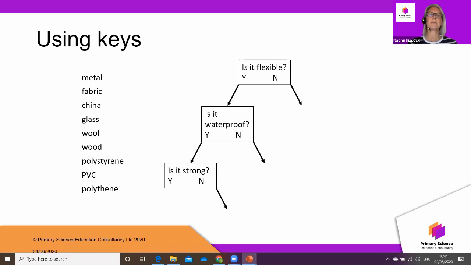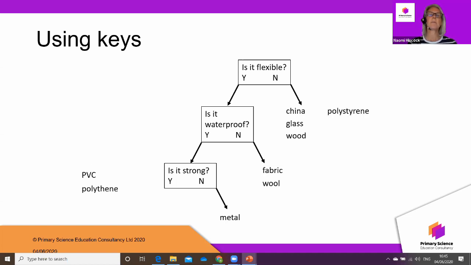So my metal, remember it was tin foil, was flexible, it was waterproof, but it's not strong. So it would end up there on the Venn diagram. The fabric is flexible, but this particular fabric, when they tested it, wasn't waterproof. The china is not flexible, glass not flexible. The wool was flexible, but not waterproof. Wood was not flexible, polystyrene not flexible, PVC not flexible, and then the polythene will come down.